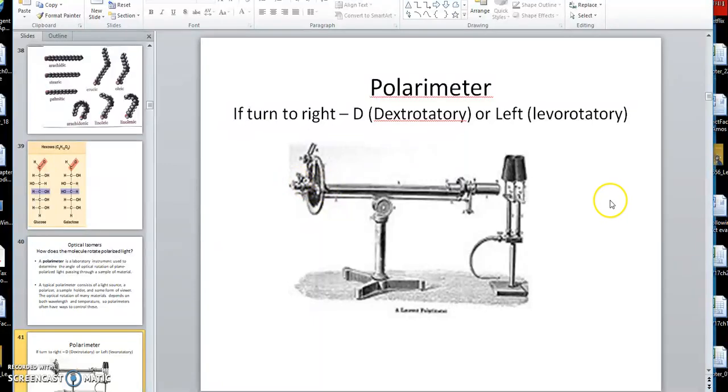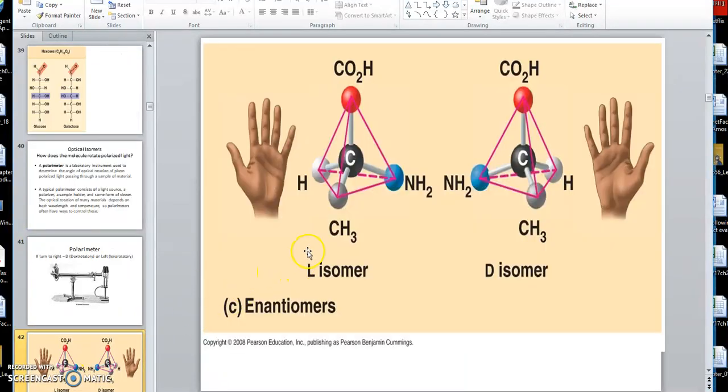So there's a light on one end, the molecule, and your eyeball. And you turn the dial to see when you can see the light come through. The turn of the dial arranges the molecule in the right direction for light to travel through, this polarized light. So if you have to turn the dial to the right, it's called the D form, the dextrorotatory, that means right. If you have to turn it to the left, it's levorotatory.